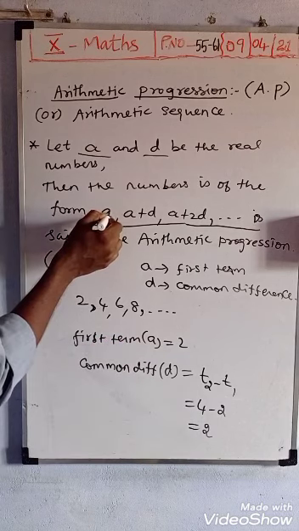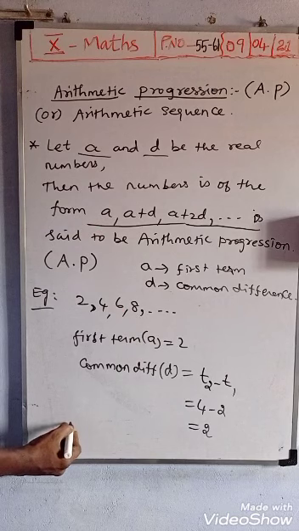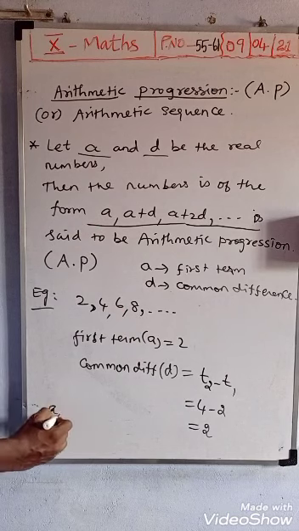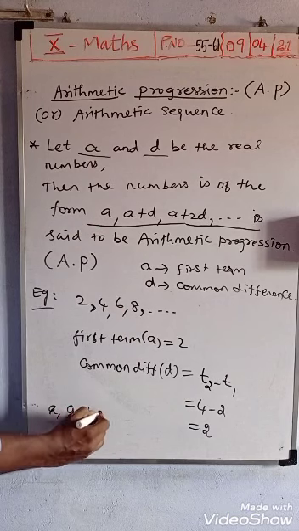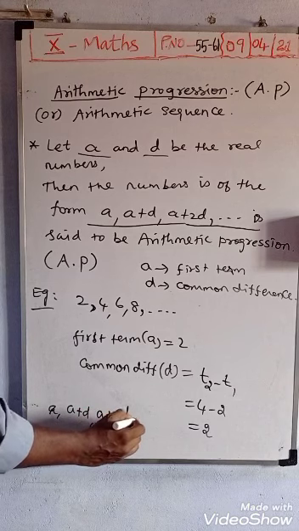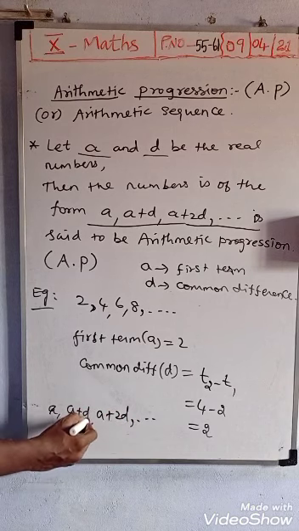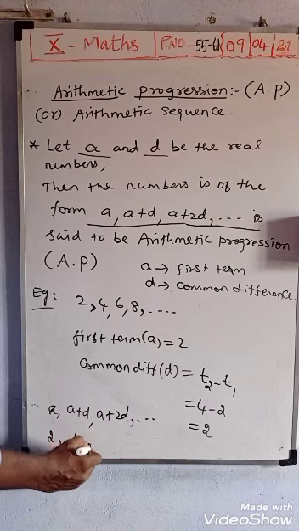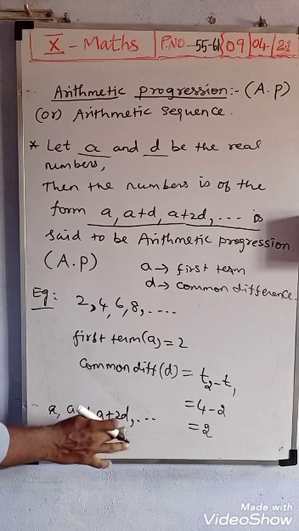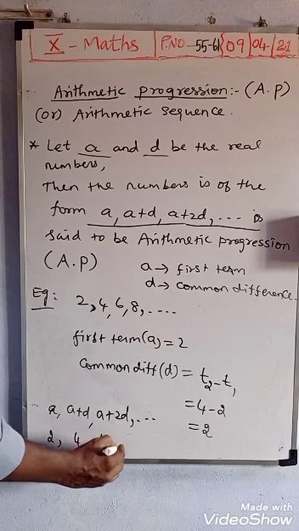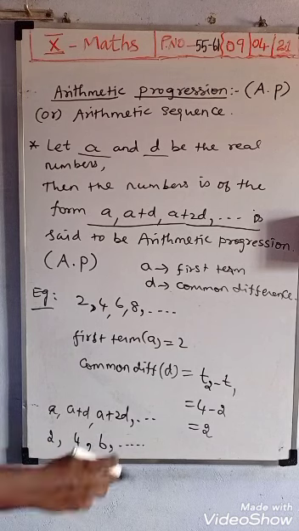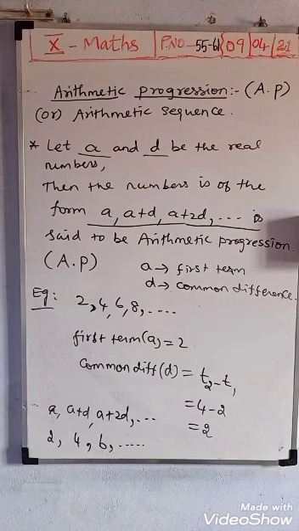Now you should write in the form of first term A. A is 2. So check it: A, A plus D, A plus 2D, up to etc. A is 2. Next, A 2, D also 2: 2 plus 2 is 4. Next, A is 2 and D is 2, so 2 twos are 4, and 4 plus 2 is 6. So it is going like that. So you see it is in the form of an arithmetic progression.